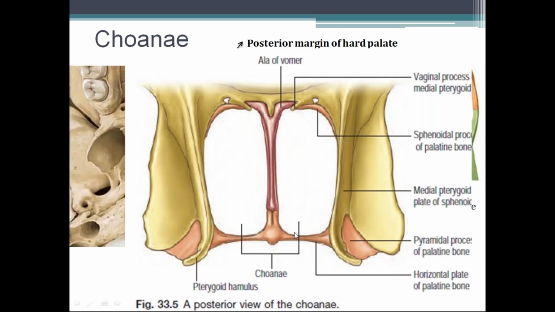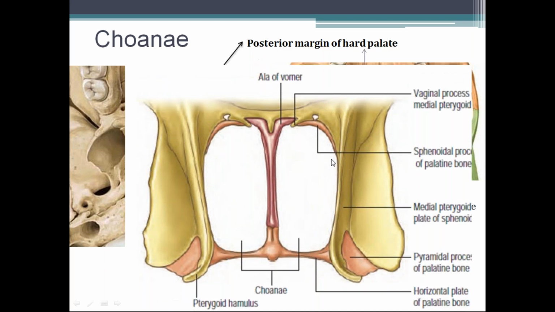So this is the posterior view of the choana. In the middle you can see the nasal septum. The superior part is formed by the horizontal plate of the palatine bone, inferiorly it is formed mainly by the body of the sphenoid bone, and laterally by the medial pterygoid plate. Now I'll show the next picture.